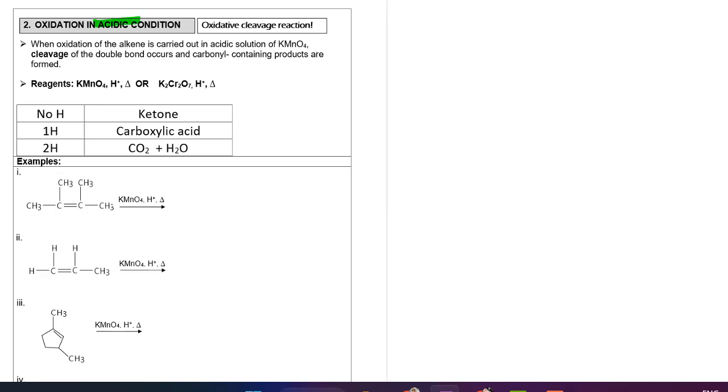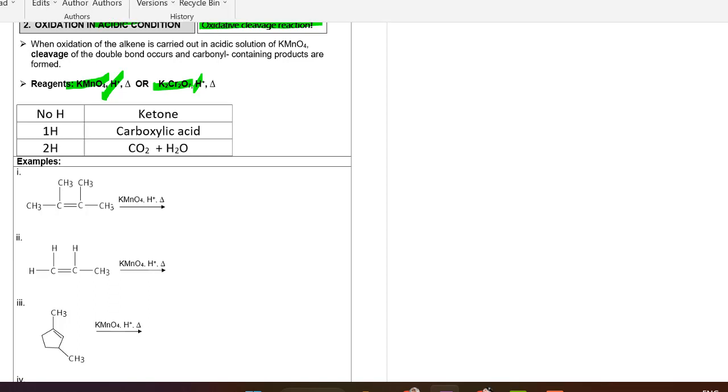This one is oxidation but in acidic medium. You still use potassium permanganate but in acidic medium, or you can use potassium dichromate, still in acidic medium. This one is an oxidative cleavage reaction. Oxidative cleavage means that you will break the carbon-carbon double bond. So from one molecule, it will break into two molecules.